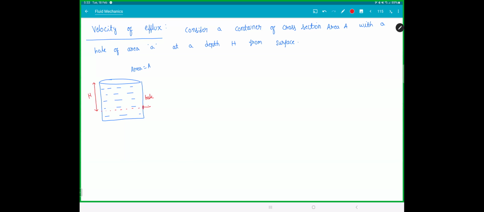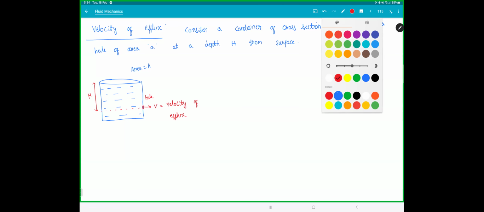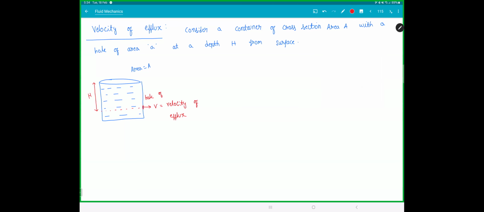So in this process, what will happen? The liquid will come out with some speed. So this is called velocity of efflux. Velocity of efflux is nothing but the speed of the water when you make a hole in a container carrying liquid. This is a hole of area small a. So now we want to find what speed the liquid will come out.